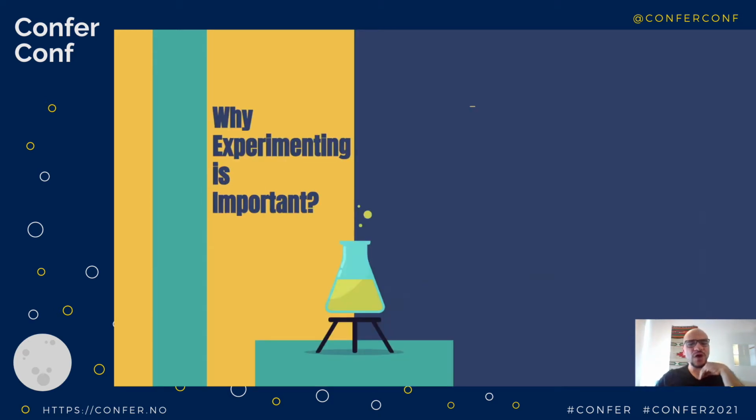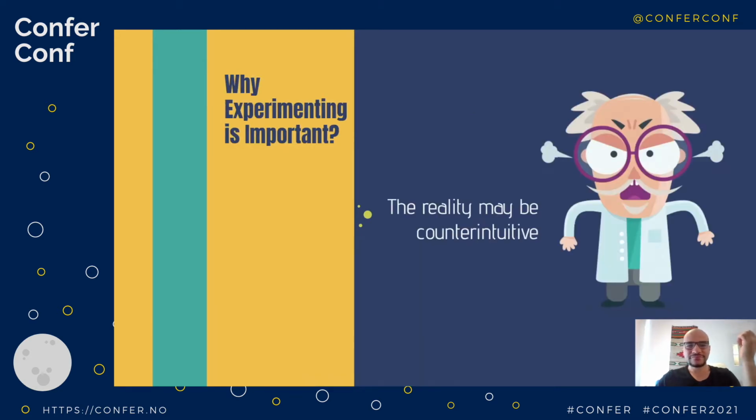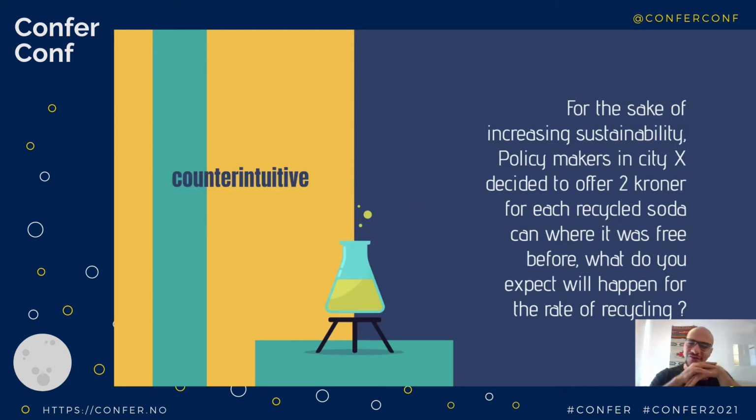So first, why is experimenting important? First, because reality may be counterintuitive. I mean by that actually the world doesn't always function as our understanding of it. So I give you just a simple example.